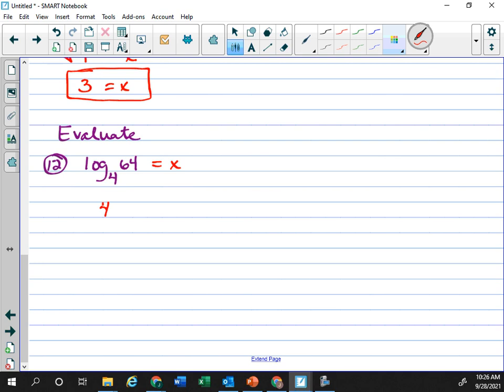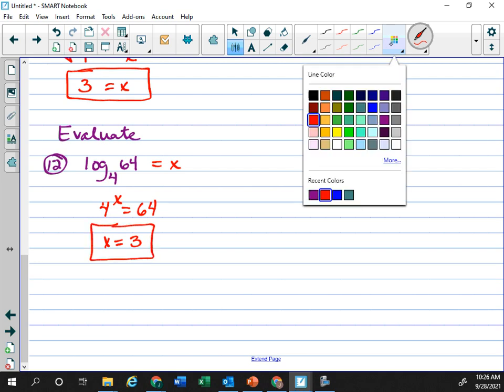Yeah. If you're doing it in your head, that's what you're thinking about too. You're going, okay, 4 to what power is 64? So what do you think, guys? 4 to what power is 64? Yeah, so. Or if you just wrote 3 under log base 4 of 64, that's completely fine, okay? You don't have to show me a bunch of work on the evaluating ones.